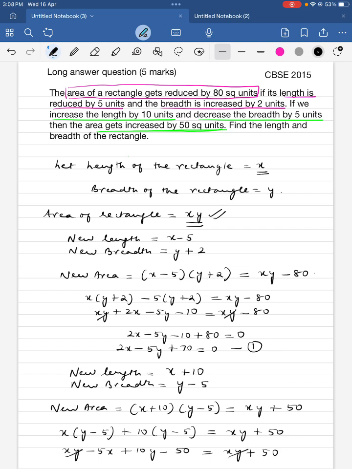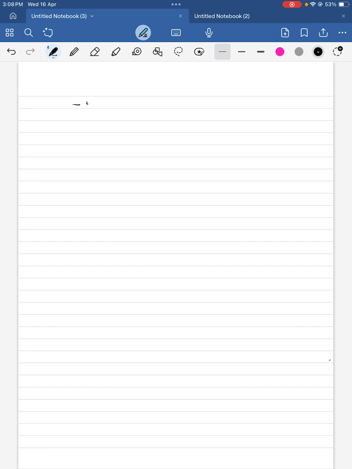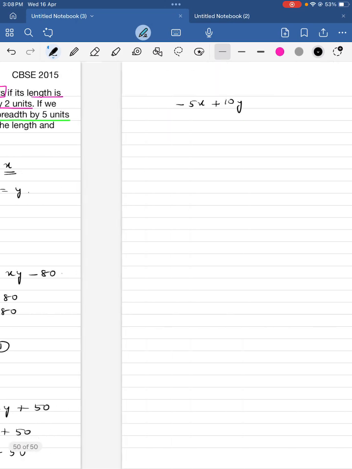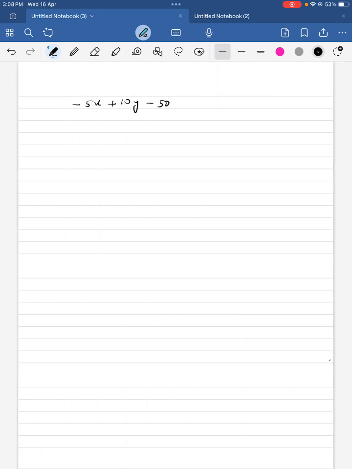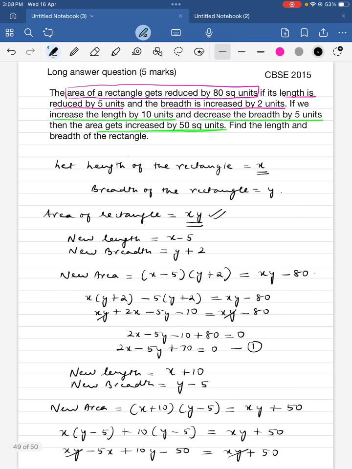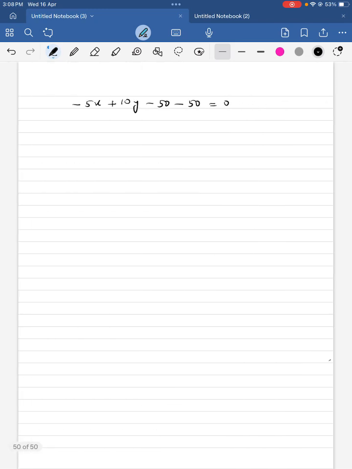Okay, now the xy terms get cancelled away on either side and my equation reduces to minus 5x plus 10y minus 50 minus 50 equal to 0, because I brought the 50 from the other side to this side. Okay, so minus 5x plus 10y minus 100 equal to 0. Let me divide throughout by negative 5. So the equation reduces to x minus 2y plus 20 equal to 0. Okay, so that gives me my second linear equation.